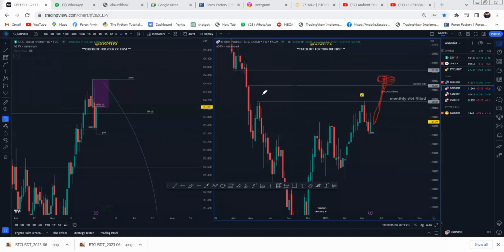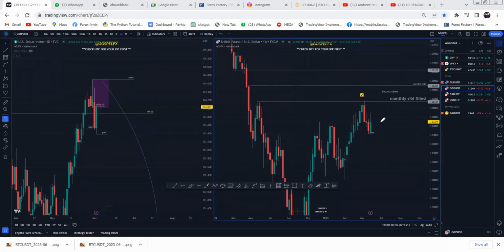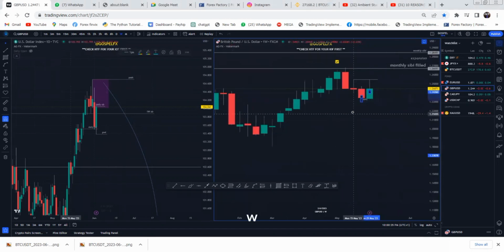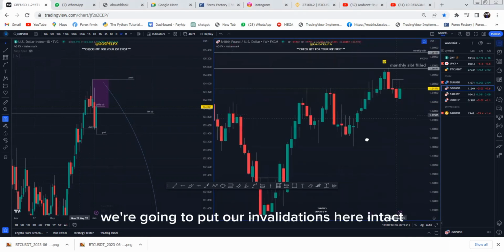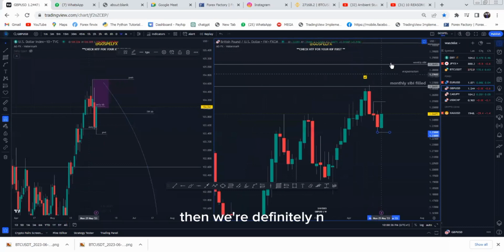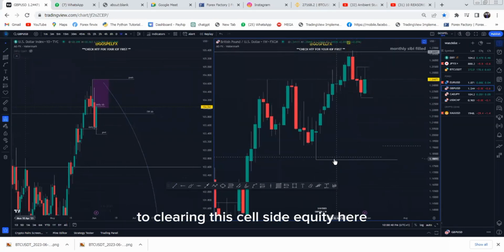Okay, seeing this as some type of relative equal highs. So price might want to come back up, clear these highs, and trade into this fair value gap, retesting this order block here as well. So looking at this, we're going to have something like this. We're going to put our invalidations here intact. Okay, our invalidations, if price should take this low, then we're definitely not going to that order block yet. We're going to be dropping down to clear this sell side liquidity here.